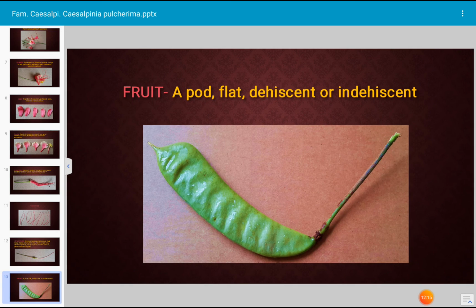This is the fruit of Caesalpinia pulcherrima, family Caesalpiniaceae. The fruit is a pod and it is flat, dehiscent or indehiscent.